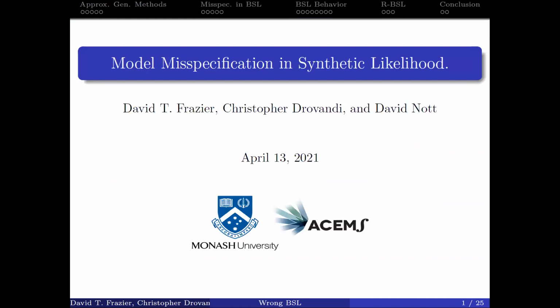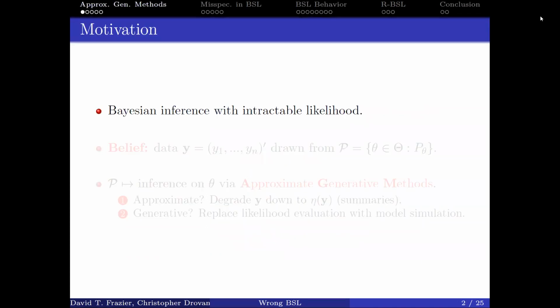Hi, I'm David. I'm going to talk today about some work that we just put up on arXiv with both Chris and David Knott. This is really an extension of some earlier work in both the BSL world and the ABC world, where we're trying to figure out how these methods behave when the model is wrong, when the model is misspecified. And the setting and the motivation is the motivation that we've seen throughout this entire workshop, which is Bayesian inference in intractable or computationally difficult likelihoods.